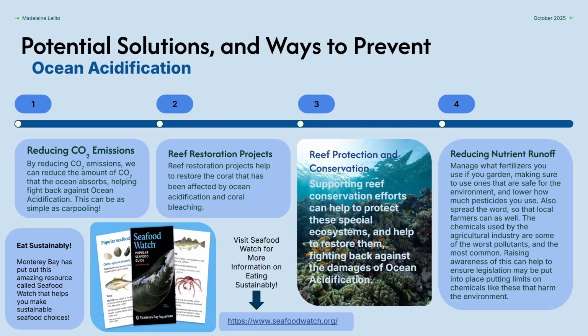Reducing this will really help with ocean acidification because there are a lot of chemicals and toxins used by the agricultural industry. So raising awareness of this can help to put legislation in place that may place limits on chemicals like these that harm the environment. And just a fun one that I really like is the Monterey Bay Seafood Watch program. This helps you eat sustainably in your everyday life and pick out which seafood is good at the time and which is to be avoided.